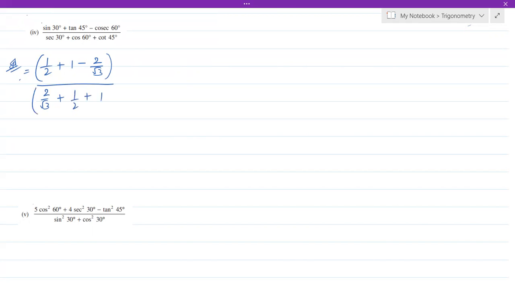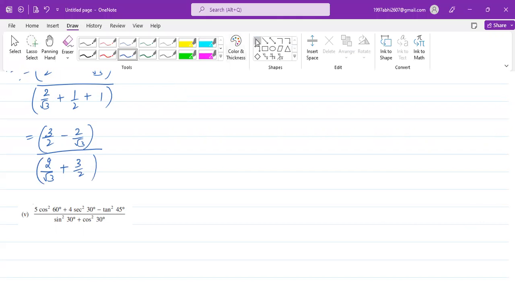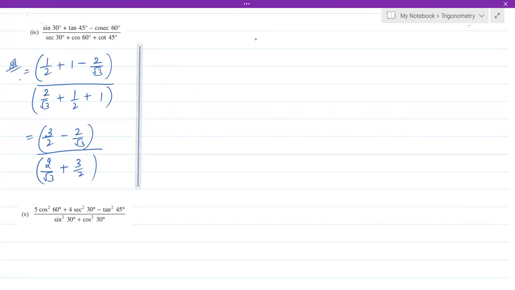Okay. Now, if you observe the numerator, half plus 1 becomes 1 and a half. 1 and a half can be written as what? 3 by 2, isn't it? Mixed fraction to improper fraction. So 3 by 2 minus 2 by root 3, divided by the same stuff: 2 by root 3 plus half plus 1 is 1 and a half, which can be written as 3 by 2. Okay. So here we'll make a small change, 3 by 2.